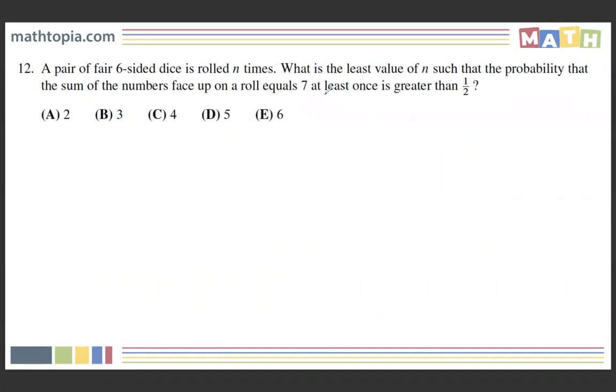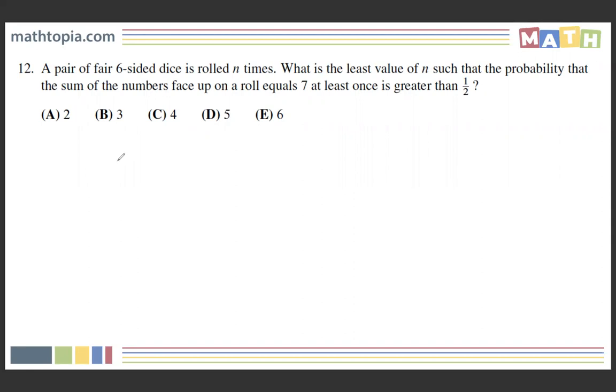So this is a classic example of complementary counting, right? It's going to be very hard to count the probability that, over n rolls, the sum of the numbers being 7 happens at least once, but it is very easy to figure out the opposite, which is the probability that it never happens.